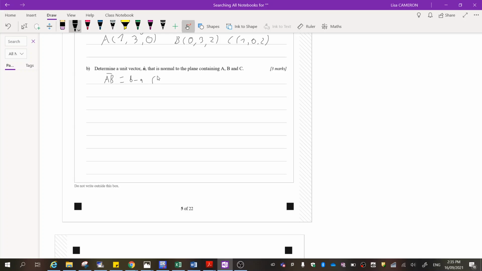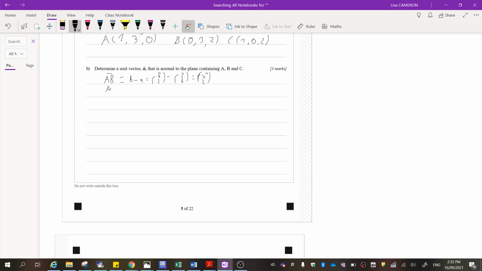We can get that from the coordinates, so for B it would be 0, 3, and 2, minus coordinates for A, 1, 3, 0, and we'd be given -1, 0, and 2, even though you can't tell.